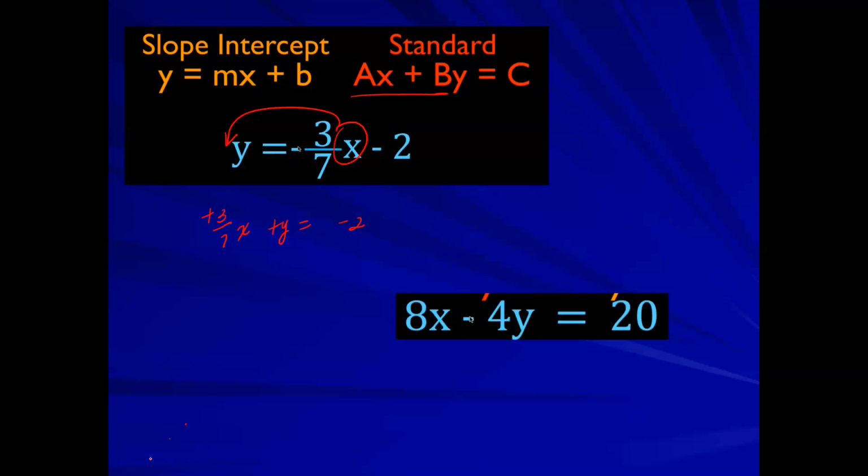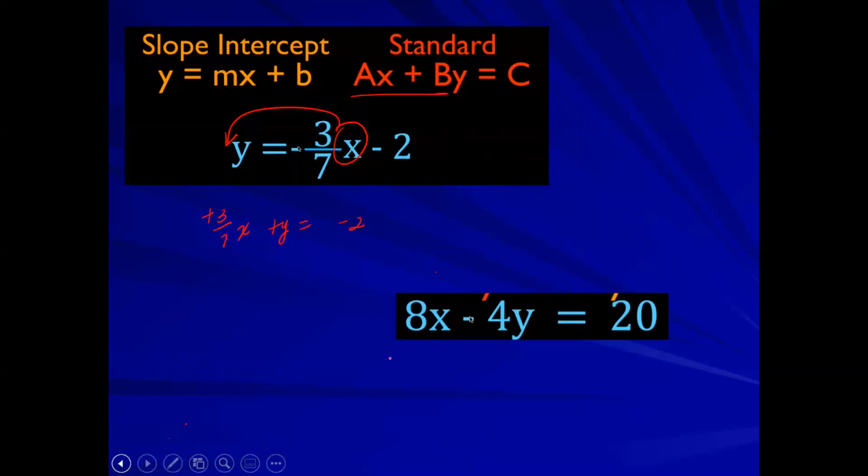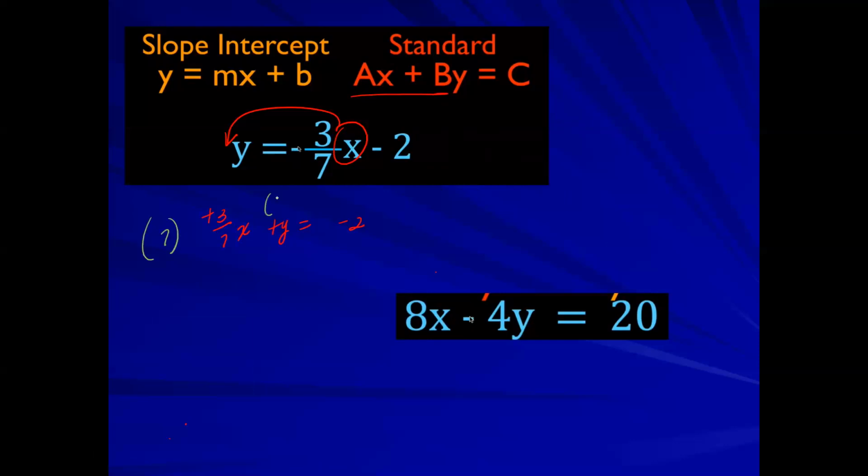I'm trying to change my pen here, but it's not letting me, but that's okay. Anyways, now it went. Let's go back. I have a 7 right here, which I want to get rid of. So I'm going to multiply 7 on everything here. Cancels. I have a 3x plus 7y equals negative 14. Okay, so this will be my standard form.